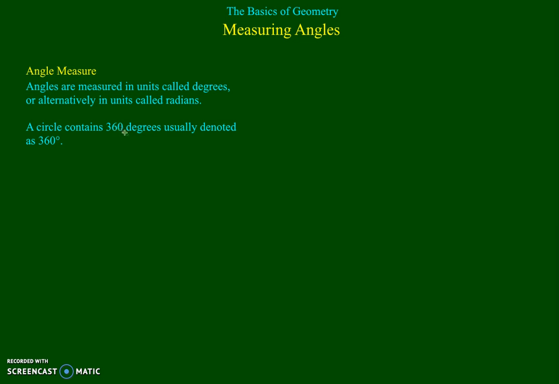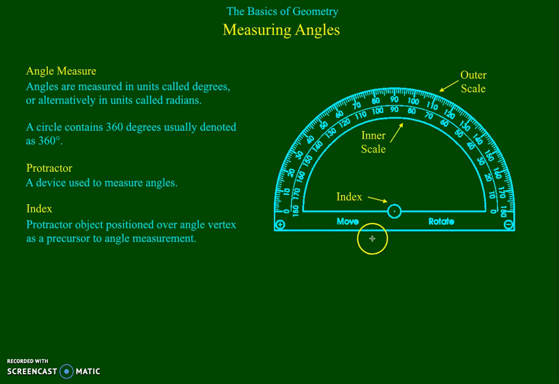So let's continue on and look at how we would actually measure an angle. To measure angles, we generally use a device called a protractor. This protractor has graduated scales on the outside and on the inside. And these scales go from 0 to 180 on both sides and in both directions.